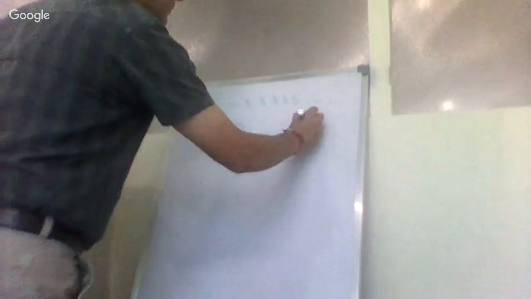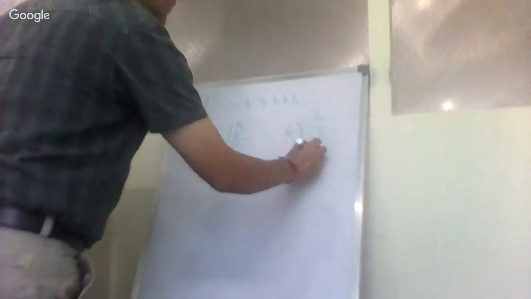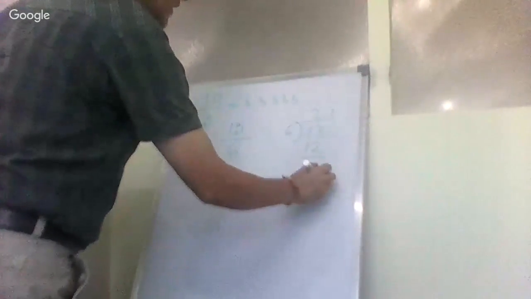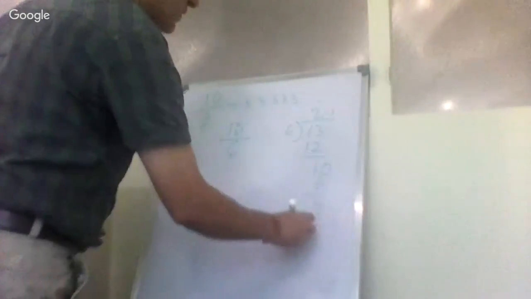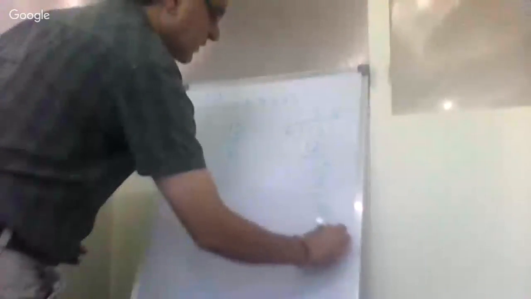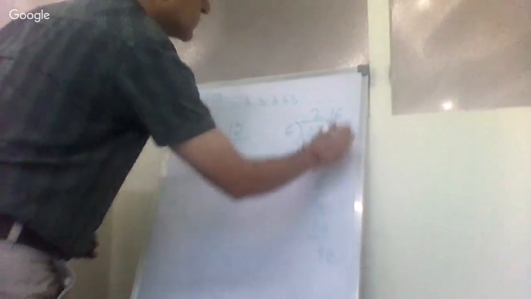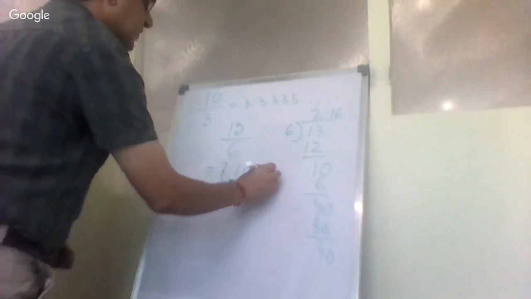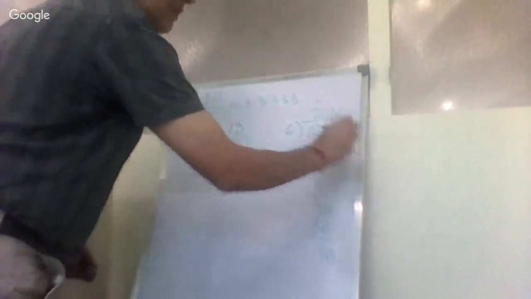So it's coming 2.1666. It's coming 1666. 13, 2, 12, 1.01, and then 6, then 4, 0, 6 times 36, then we'll get 4, again we'll put 0, so this will get 2.166666 and so on up to infinity.